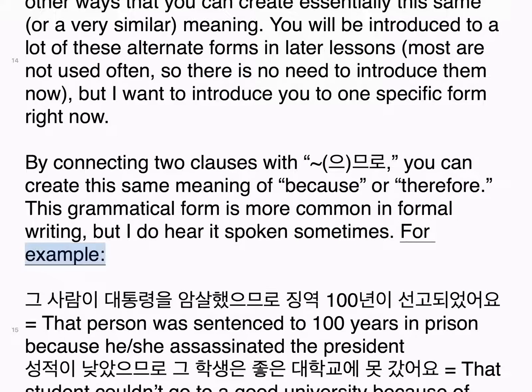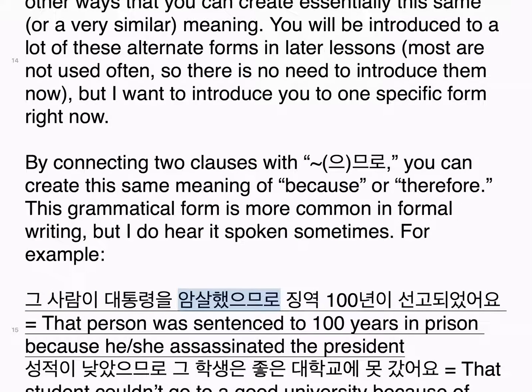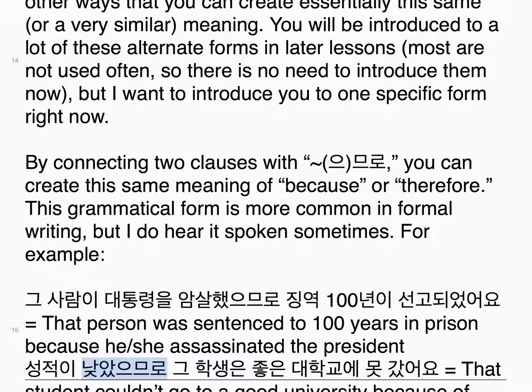For example, 그 사람이 대통령을 암살했으므로 징역 100년이 선고되었어요. That person was sentenced to 100 years in prison because she assassinated the president. 성적이 낮았으므로 그 학생은 좋은 대학교에 못 갔어요.